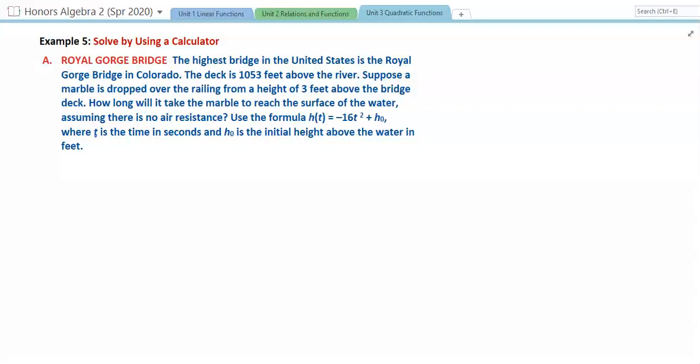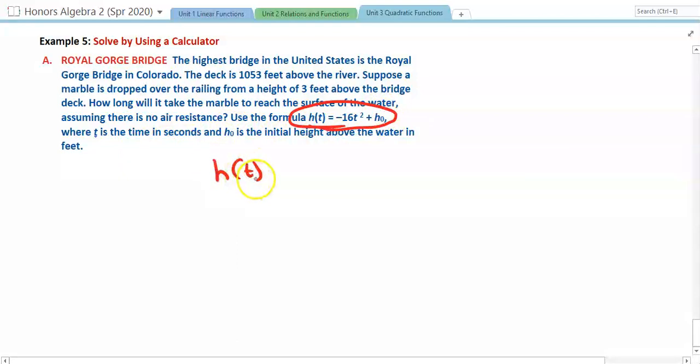Now, there's a formula for this that we're going to use, and this assumes no air resistance. Our formula is h(t) = -16t² + h₀, h naught, where t is time in seconds and h naught is the initial height above the water. So the height of this marble, according to time, this negative 16 in front deals with gravity in feet per second. It's half of the gravitational constant, which is 32 feet per second squared. And that's on Earth, right? If we were on a different planet, on the moon or something, this number in front would change. And then h naught is our initial height.